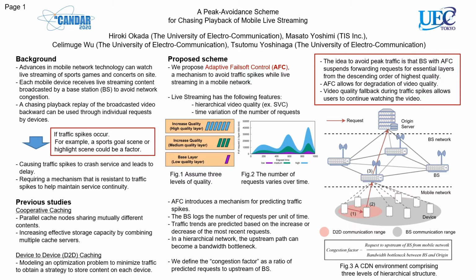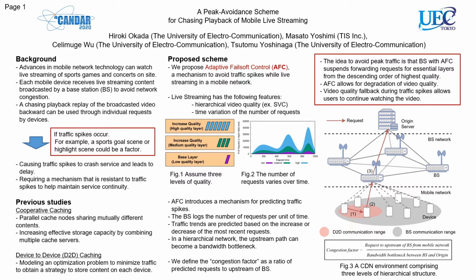However, even with the effect of caching, we may not be able to cope with the sudden traffic spike. In this paper, we propose a method for dealing with request spikes that can be used in conjunction with existing distributed caching strategies. Our proposal, Adaptive Failsort Control, or AFC, is a method for avoiding traffic spikes during live streaming.